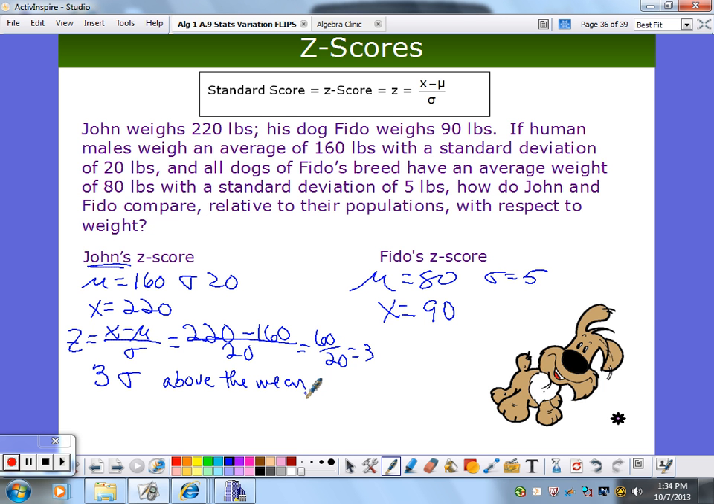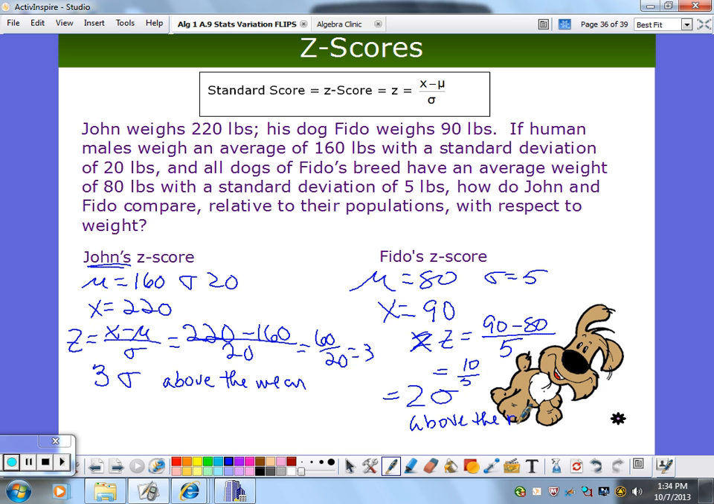So there's an average weight that we think people should be, and it's based on, I guess, weights that they gather. So average, most people are this. 3 standard deviations above, that's kind of a lot. That is. Let's see how the dog is doing here. So he's also x minus mu. So he's 90 pounds. Average dogs are 80. Standard deviation of 5. That's 10 over 5. He's 2. 2 what? What does that mean? 2 standard deviations above the mean.